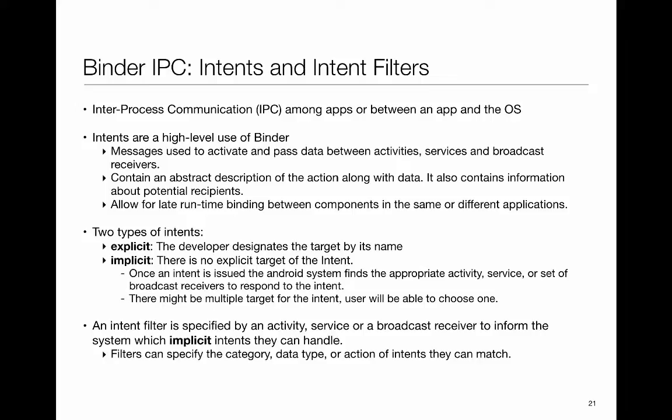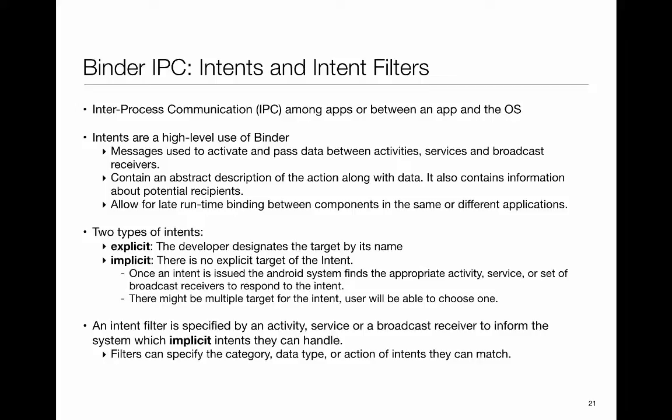So intents are a high-level use of binder, and an intent is like a message used to activate and pass data between activities, services, and broadcast receivers. Each intent will contain an abstract description of the action along with actual data in it, and it can also contain information about the potential recipients. There are two types of intents available in Android. One is called explicit. This is where when you send an intent, you explicitly specify where this intent is going to. Basically, you specify the target of this intent. And the other one is called implicit.